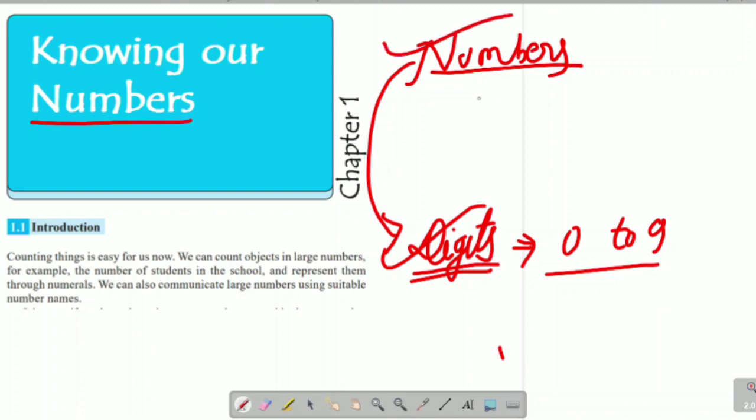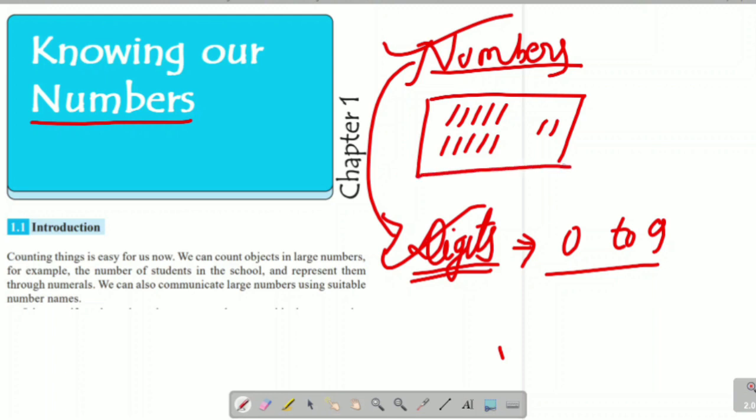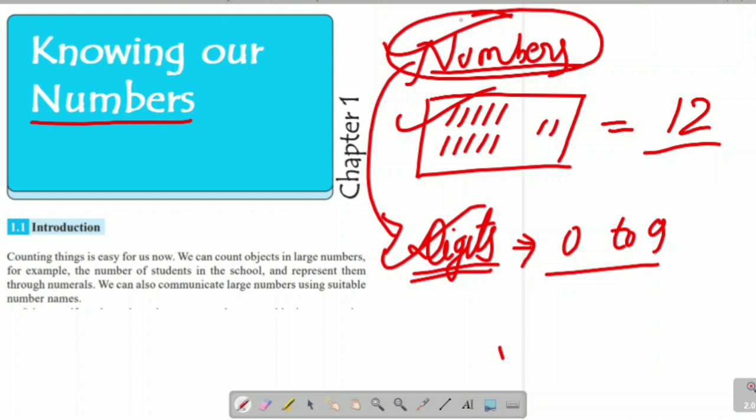For example, if I am drawing some lines like 1, 2, 3, 4, 5, then 6, 7, 8, 9, 10, and 11, 12. So here how many lines have I drawn? It's very simple. I have made 12 lines. So these are numbers. It's an idea, it's a count, it's a measurement. So you can say the definition of number: number is a count or measurement, or you can say it's an idea.